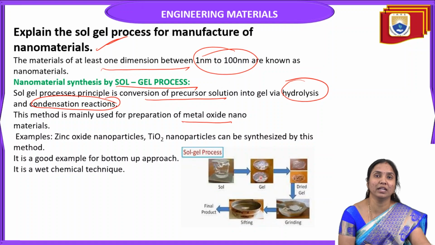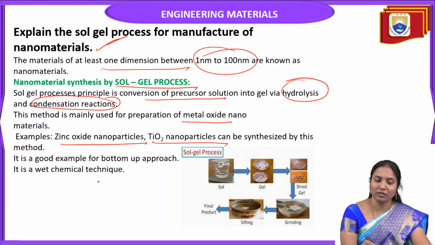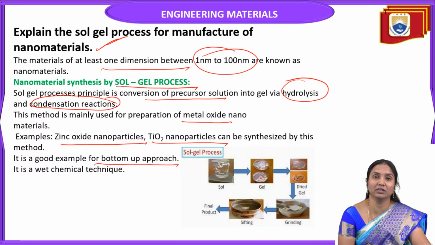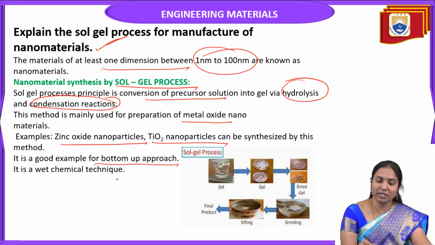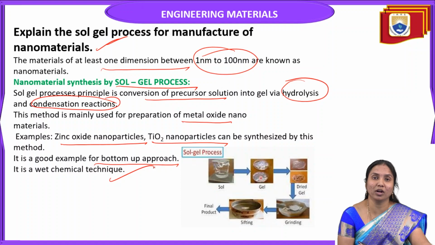The best examples are zinc oxide nanoparticles and titanium oxide nanoparticles, which we can synthesize in this sol-gel process. It is a good example of the bottom-up approach. Generally, there are two types of methods for preparation of nanomaterials: the bottom-up approach and the top-down approach. The sol-gel method is a bottom-up approach. It is a wet chemical technique, where we use water and solvents.